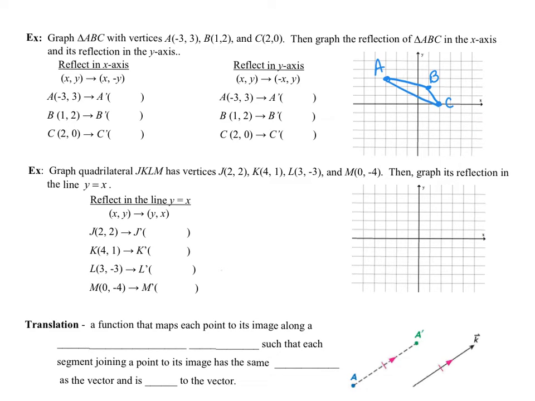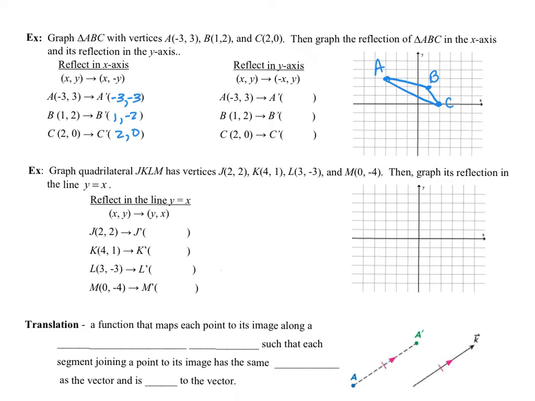Okay. All right, so the first reflection we're going to do is we're going to reflect in the x-axis. So let's just follow the rule. When you take a point and you reflect it in the x-axis, (x, y) becomes (x, -y). In other words, these 3 points are all going to have the same x values, -3, 1, and 2, but they're going to have opposite y values. So this first point, -3, 3, is going to become -3, -3. Just change the sign on the y value. 1, 2 will become 1, -2. And 2, 0 stays 2, 0 because the opposite of 0 is 0.